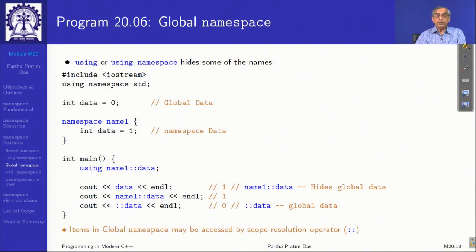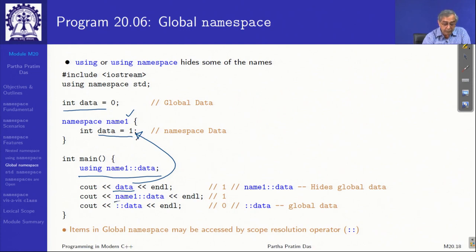Now, the question is what happens with the global names? There is a data here, there is a data here, and I am saying using name1::data, which means that if I say data, it means the data of name1. So, when I say data, now it means data of name1. If I say name1::data, it also means data of name1. How do I talk about the data in the global? So, with this using, I am hiding the global data.